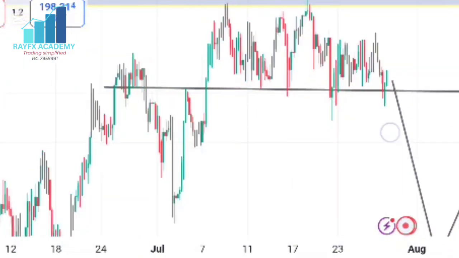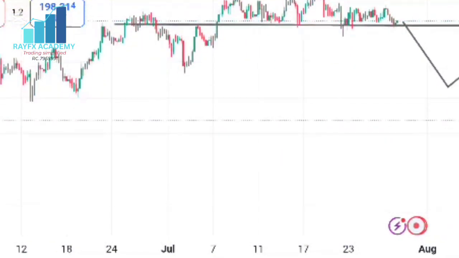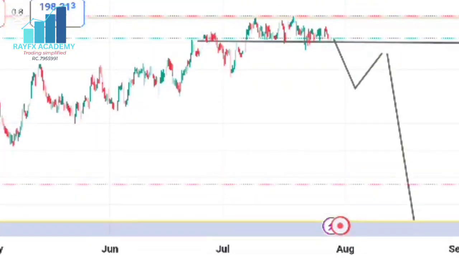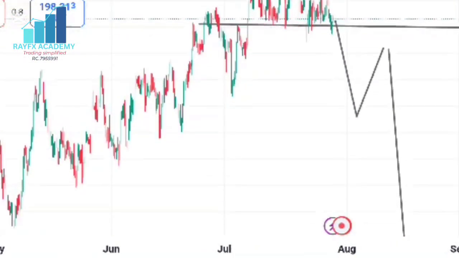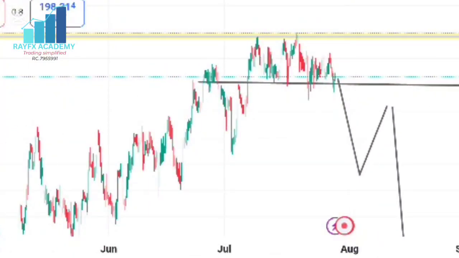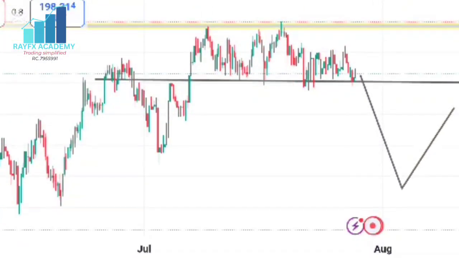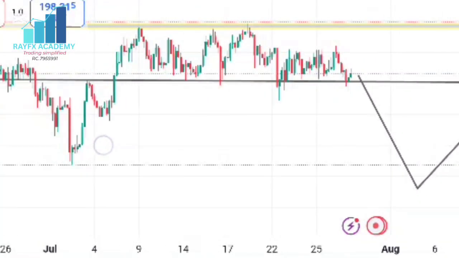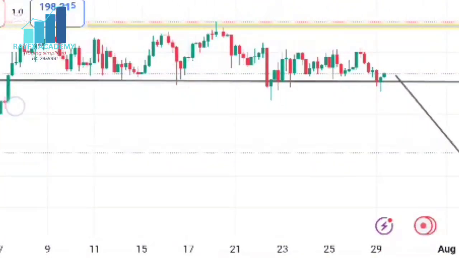So this is what we'll be aiming at. But if we are not able to do that, we should be looking to the upside as well. Alright, so for now, I'm not taking any trading decision based on this analysis at the moment, because it has not given me exactly what I want to see.